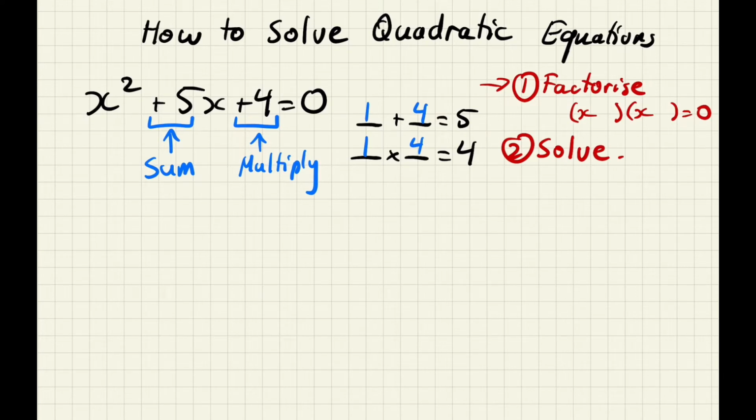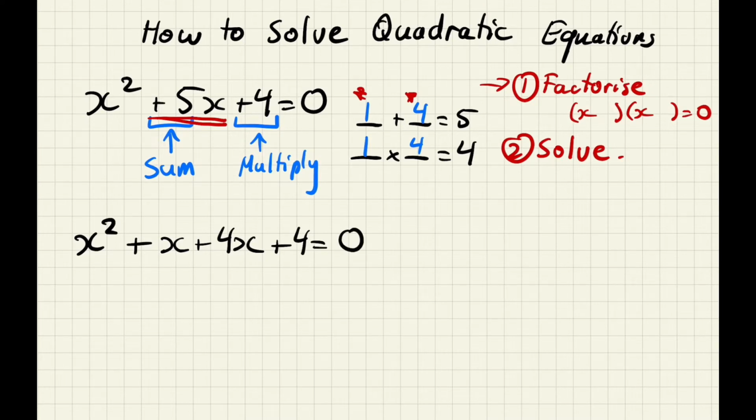What we do with these numbers that we have come up with is use them to rewrite this 5x, and let's see what that looks like. So we'll have x squared plus, and now let's rewrite 5x as x plus 4x, and then of course, continuing on with plus 4 is equal to 0. Once again, x plus 4x is equal to 5x, and we've used the terms that we found through this process.